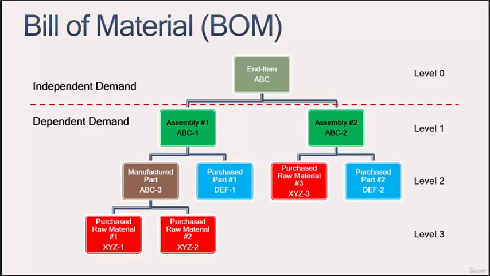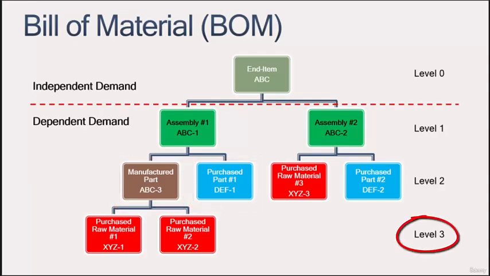From this bill of material, you can see that on the top level, which we call level 0, you have the parent part or the end item. On the next level, which is level 1, we're told that in order to make the parent part, we need assembly number 1 and assembly number 2. On level 2, we're told that in order to make assembly number 2, we need raw material number 3 and purchase part number 2. We're also told that in order to make assembly number 1, we need purchase part number 1 and a manufactured part.